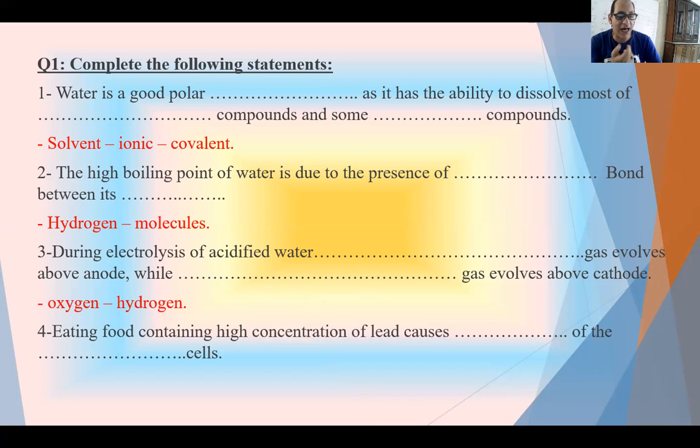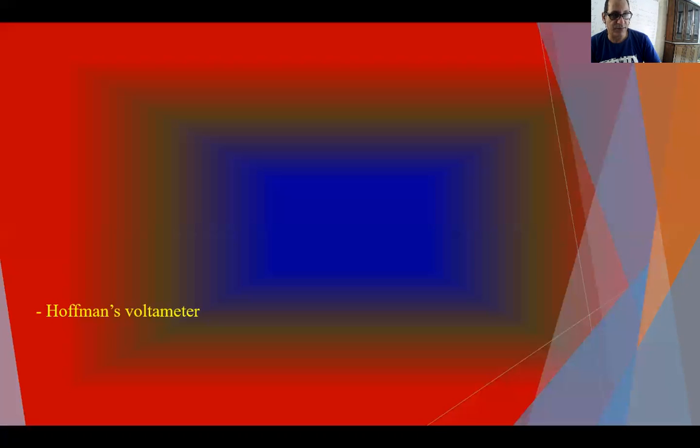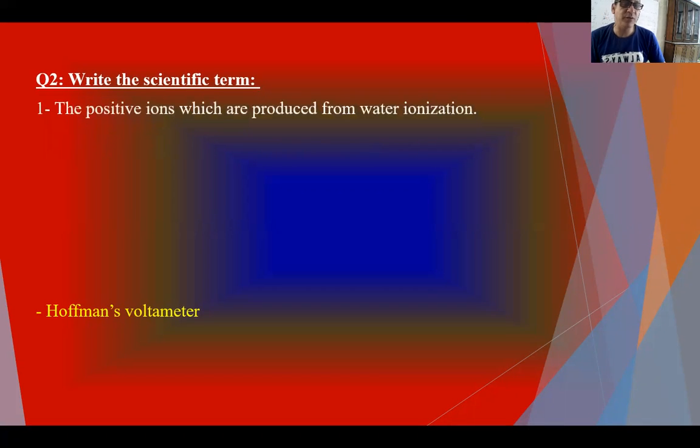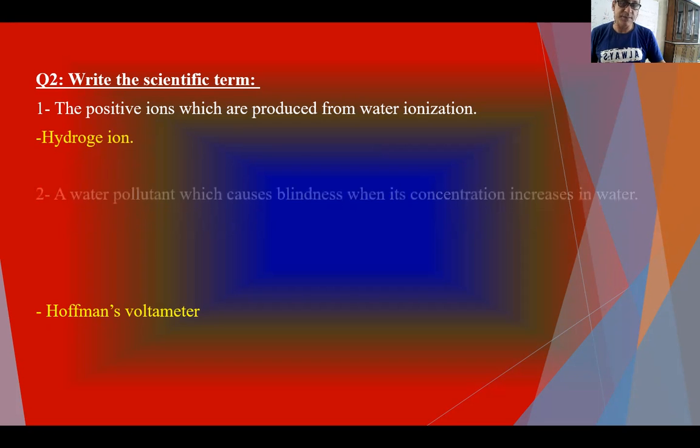Eating food containing a high concentration of lead causes death of brain cells. Very dangerous. Scientific term: the positive ions which are produced from water, ionization. Positive ions and a negative oxygen ion, so positive means hydrogen.